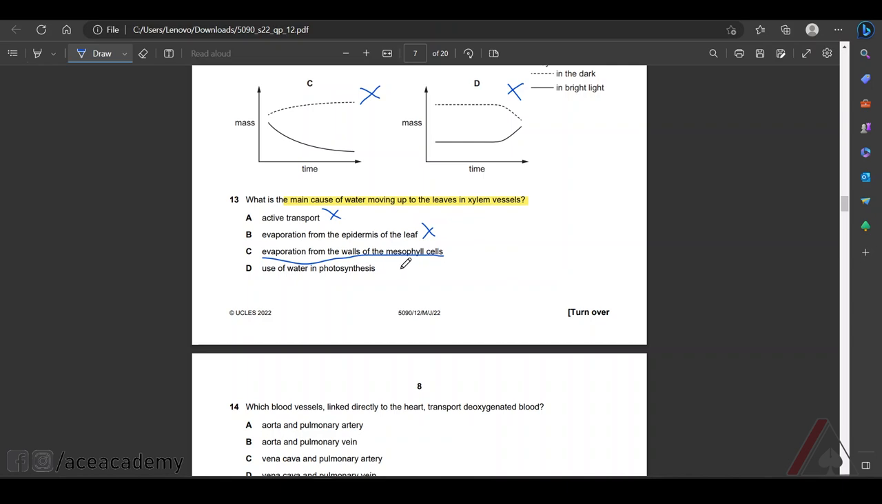And D, use of water in photosynthesis. Now, some of you might write the answer as D, but this is also wrong, because usually when water is lost due to photosynthesis, that doesn't create a pool in the xylem vessel, because that loss is made up from processes such as respiration, where water is released as a byproduct. So D is also wrong. Our correct answer should be C.